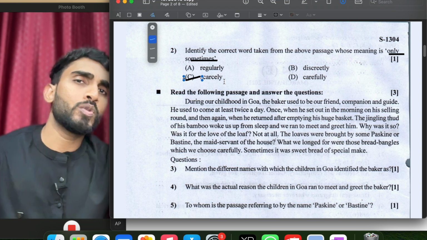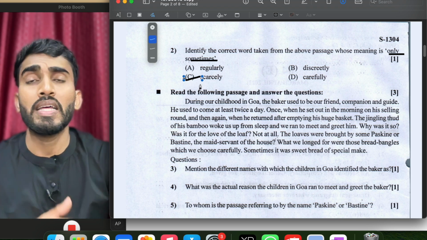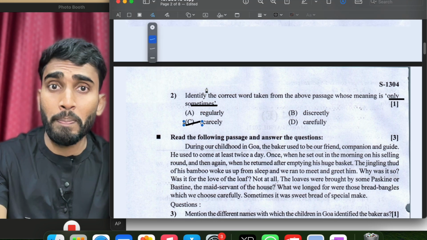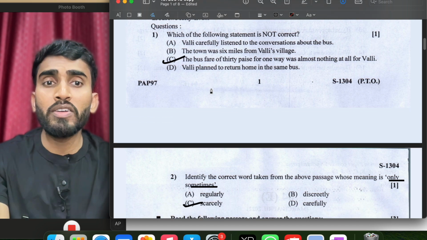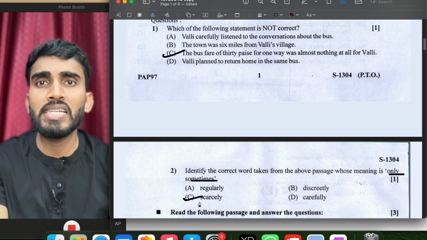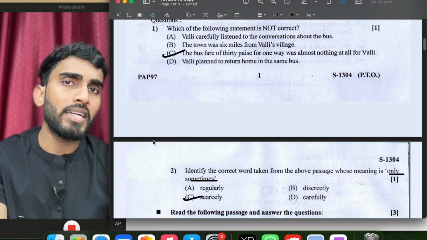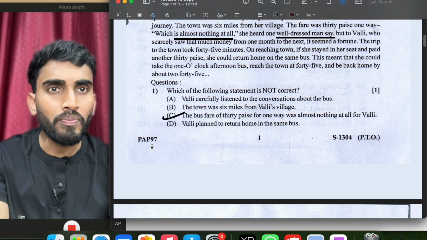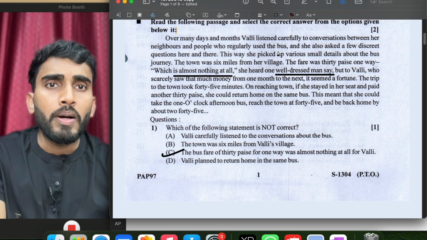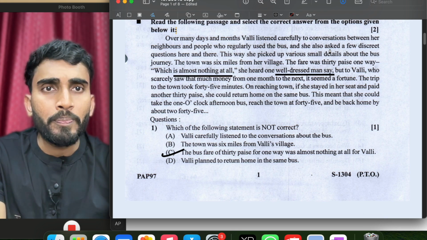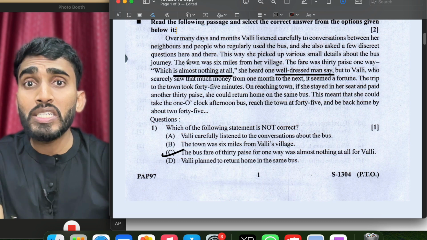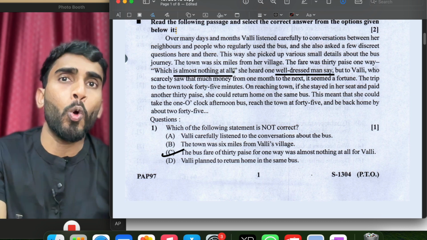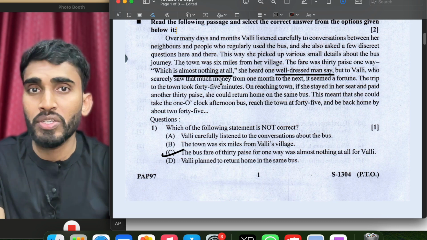Let us say a student gets confused between two options, then how to attempt this type of question? You have to go back to the paragraph and read where the words discreetly and scarcely are used. By reading that sentence again, you will get the idea of the correct answer. Like here, discreet is used: she also asked a few discreet questions here and there. Few discreet questions here and there, only sometimes, not matching here.